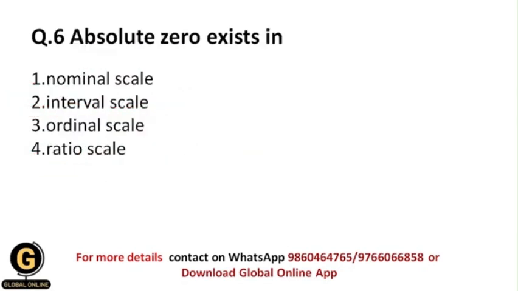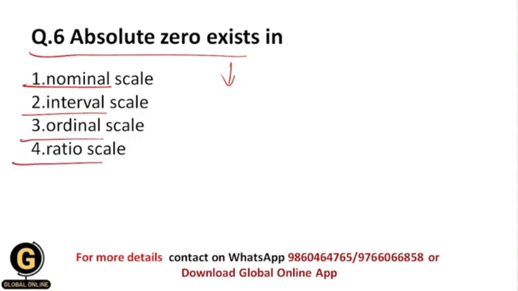Next is, absolute 0 exists in. Now this is the very easiest question, whether it is nominal scale, interval scale, ordinal scale or ratio scale. So students, absolute 0 exists in ratio scale, that I have told you earlier in this video, right?